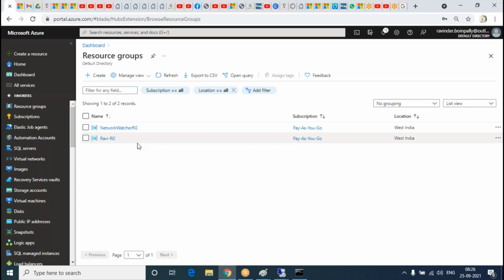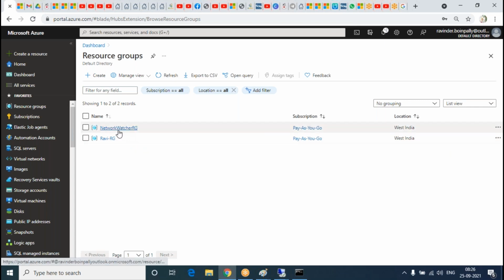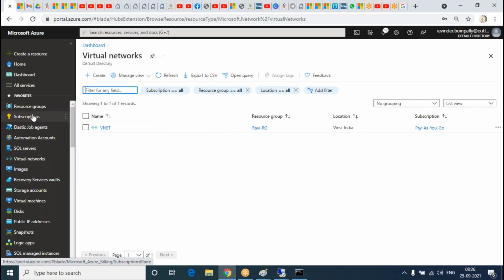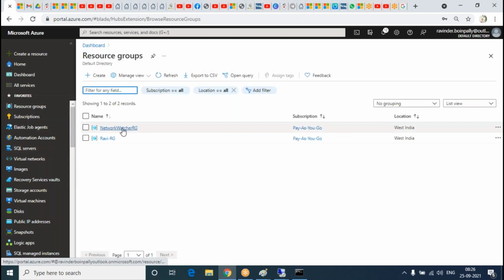Okay, fine. So now if you look, guys, there is something called network watcher RG. Whenever you create a VNet, a private network, this will be created automatically. It's not under your control, okay? This is not under your control. This is something created when you create a VNet, as simple as that.